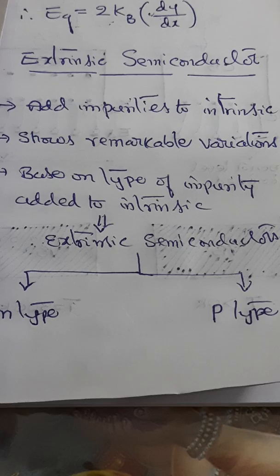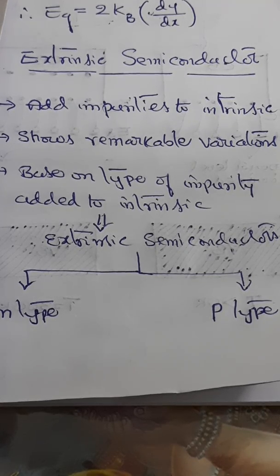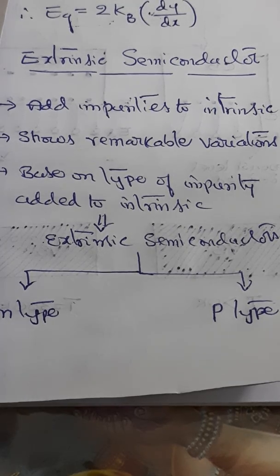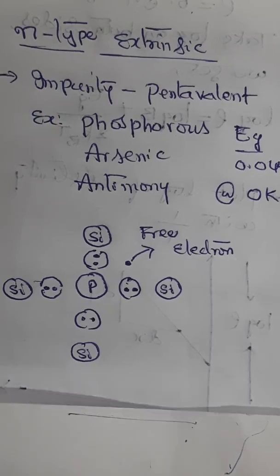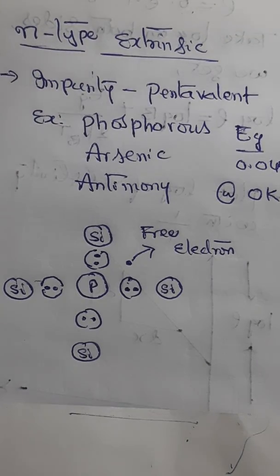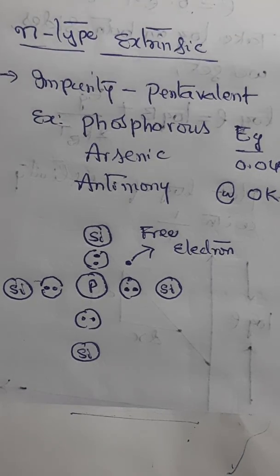Depending upon the type of impurity added to the intrinsic semiconductor, extrinsic semiconductors are again of two types. One is called N-type extrinsic semiconductor, that is negative type, and the other is P-type extrinsic semiconductor, that is positive type. First, let us look at N-type extrinsic semiconductors.